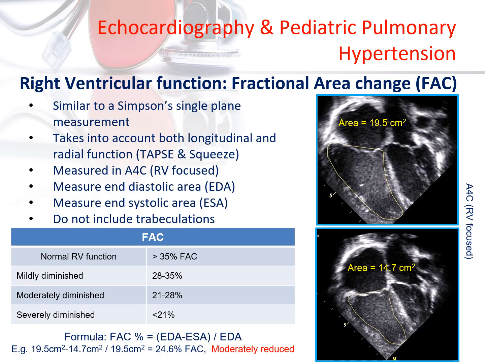How to measure RV function using fractional area change. So this is very similar to the Simpson single plane measurement. It takes into account both longitudinal and radial function, i.e. TAPSE and squeeze. It can be measured in an RV-focused apical four chamber.